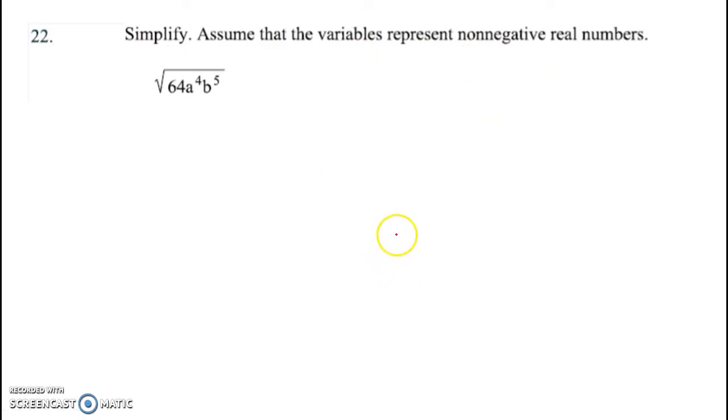22, simplify. Assume that the variables represent non-negative real numbers. Okay. That's the square root of 64 multiplied by the square root of a to the 4th multiplied by the square root of b to the 5th. The square root of 64 is 8.